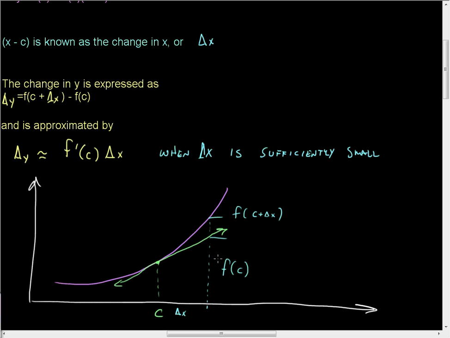I just screwed this up. This is not f of c. I'm sorry, I apologize. I had my drawing right in front of me and I still screwed it up. Okay, right here, this is our f of c. And this is our f of c plus delta x. And now if we look at this point right here at c plus delta x, this is our f prime of c times the change of x. Okay, so this is our tangent approximation.